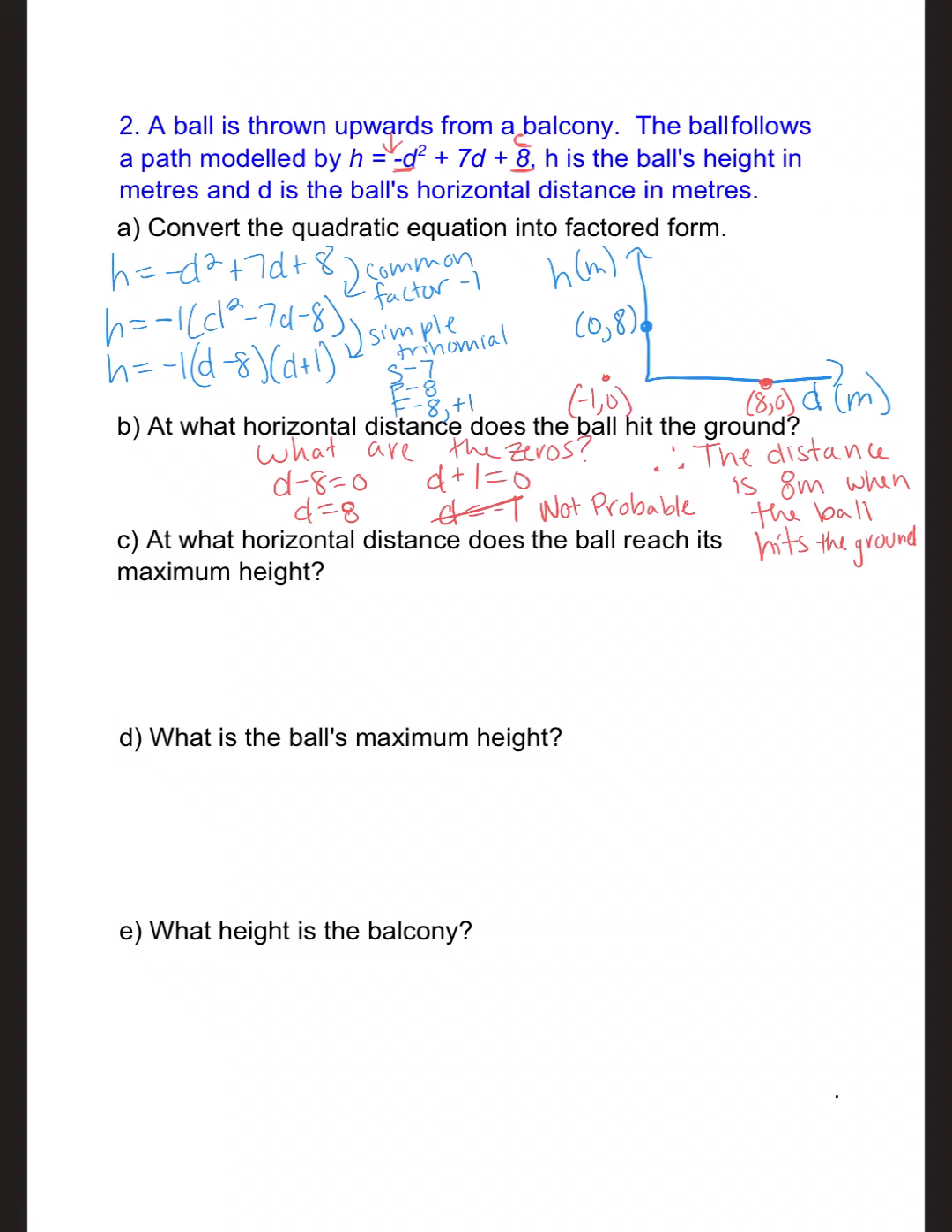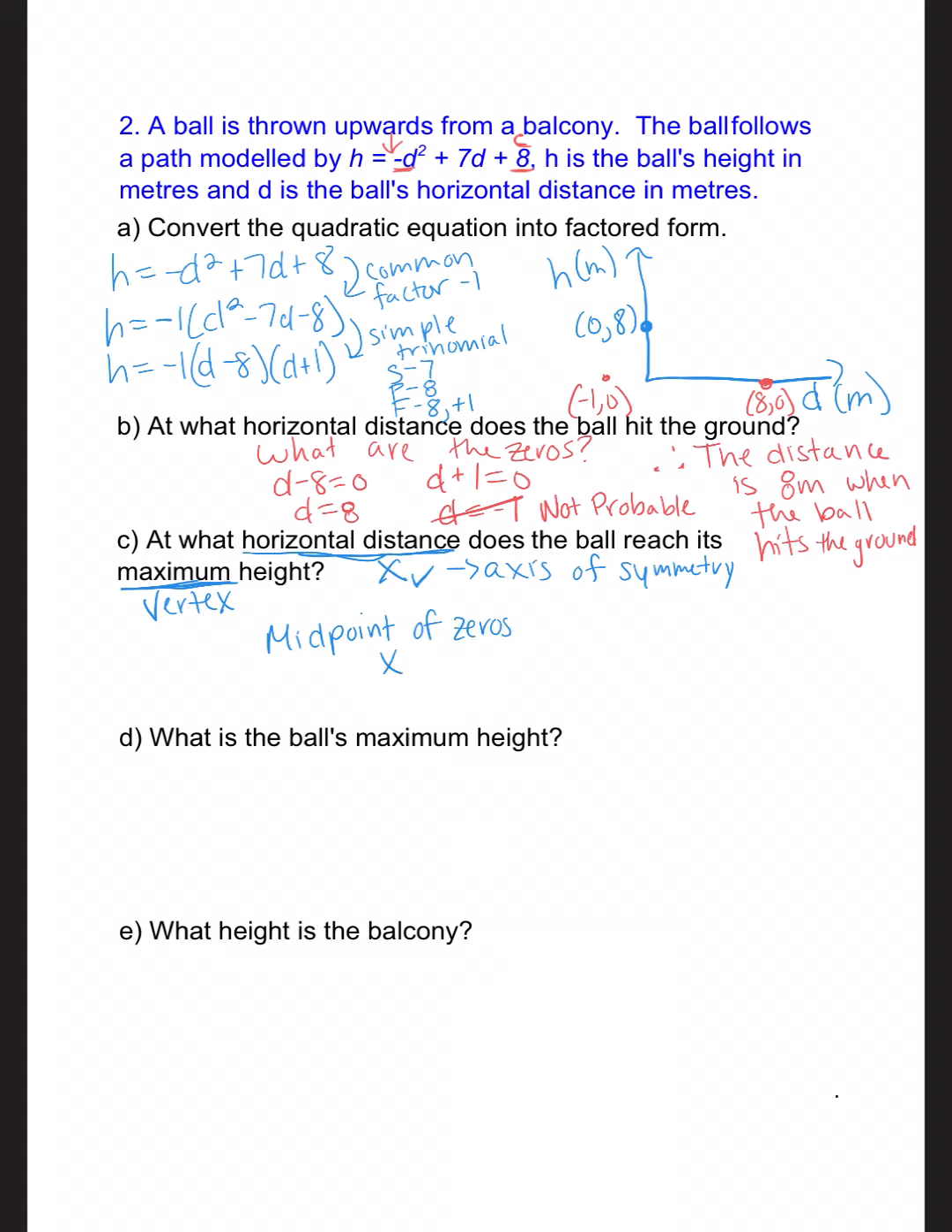At what horizontal distance does the ball reach its maximum? So when we see maximum or minimum, we should be thinking vertex. And if it's asking at what horizontal distance, well, this is an x value. So it's going to be the x value of our vertex, which is also our axis of symmetry. So to find our axis of symmetry, we're going to take the midpoint of our zeros.